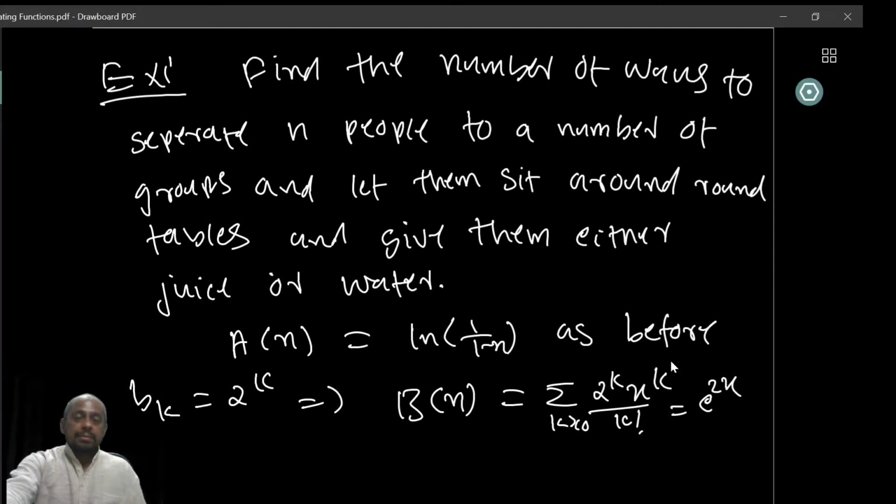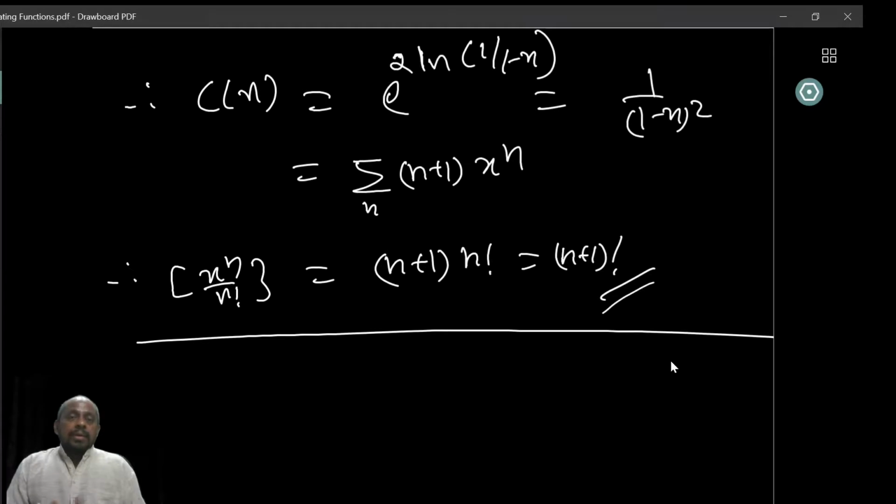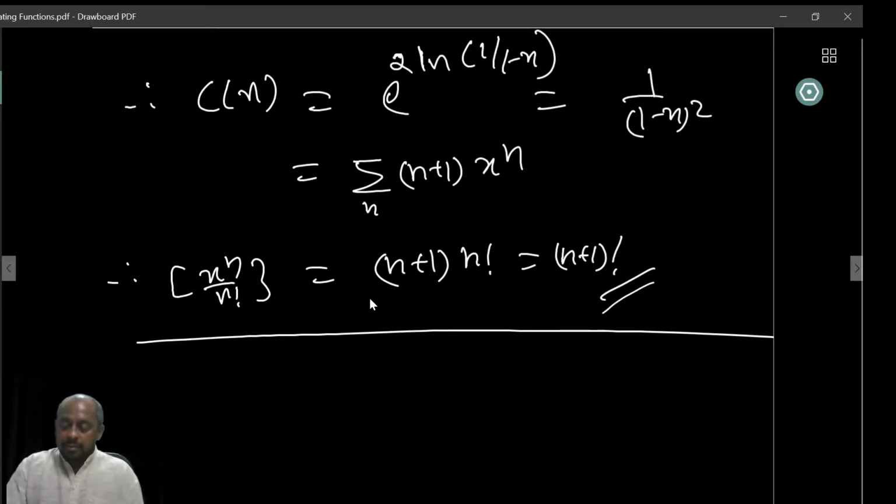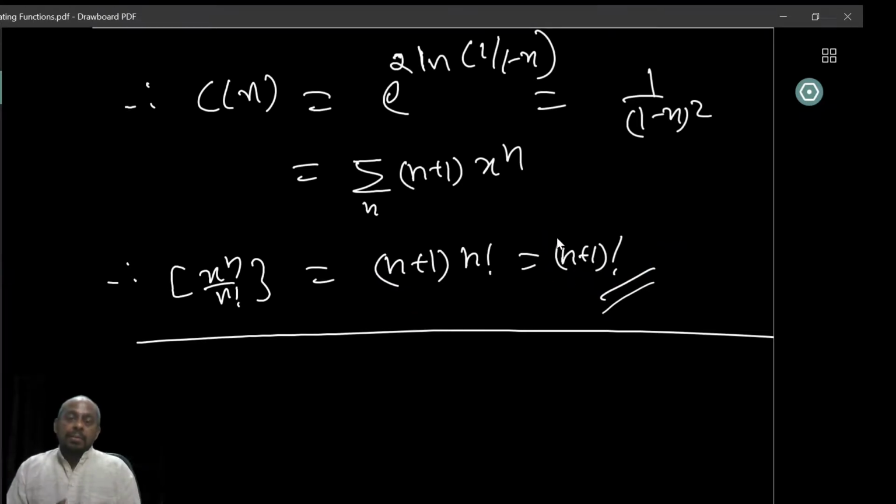But what happens is that C of x is e raised to 2 log of 1 by 1 minus x. We are substituting, which is 1 by 1 minus x whole square, the summation of n plus 1 x raised to n, by the earlier observation that it is the derivative of 1 by 1 minus x. So therefore, we get the coefficient of x raised to n by n factorial is n plus 1 factorial, because we have n plus 1 into n factorial here. So it is not having any power of 2, right? So this is interesting.